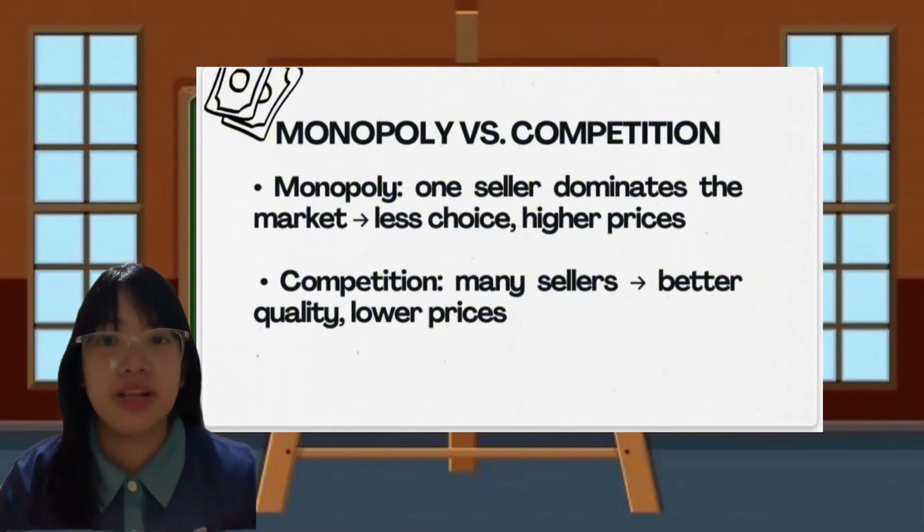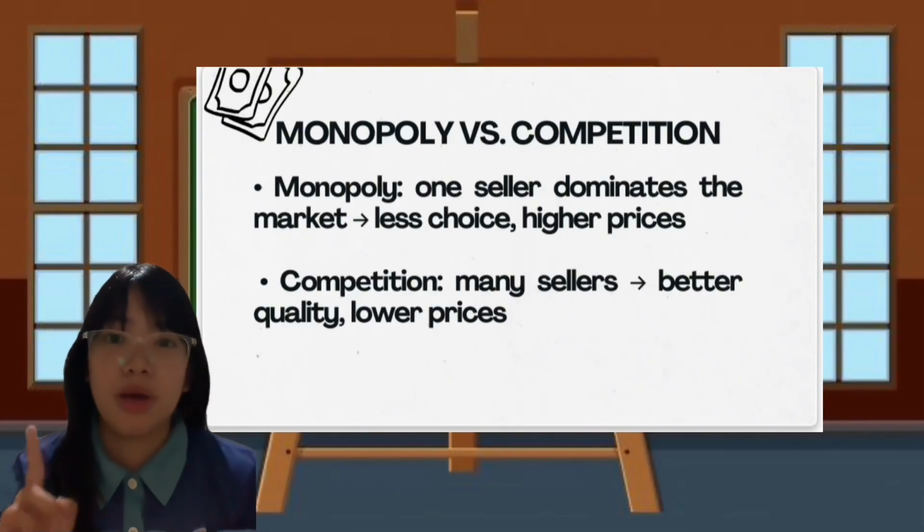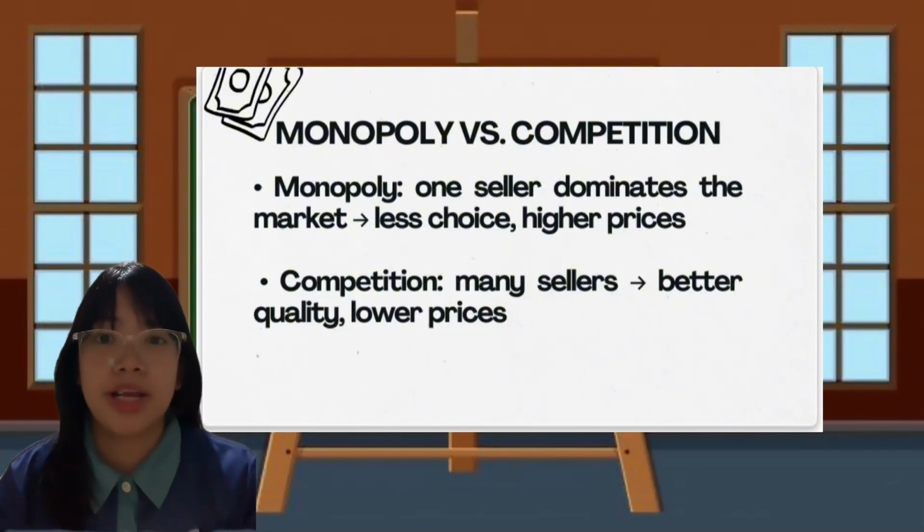Governments often regulate monopolies to protect consumers. Example, electricity providers are usually monopolies because only one company supplies power in an area. In contrast, rice sellers in public markets compete, giving consumers more options and better prices.